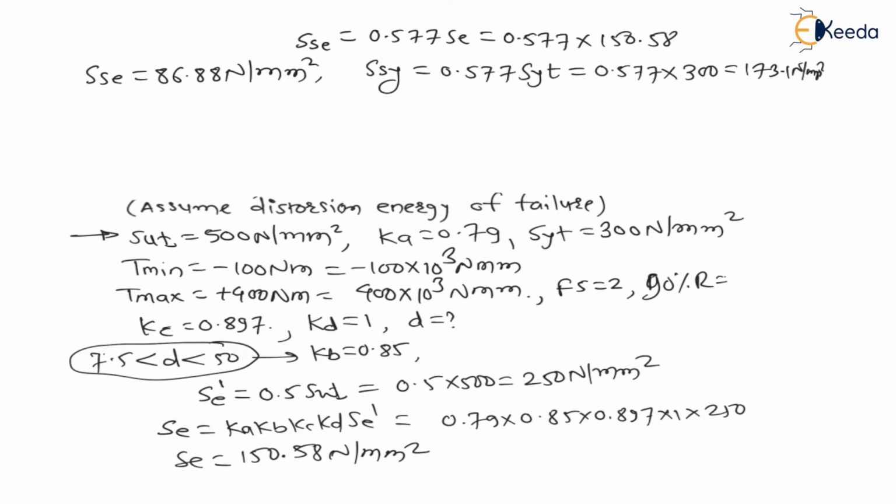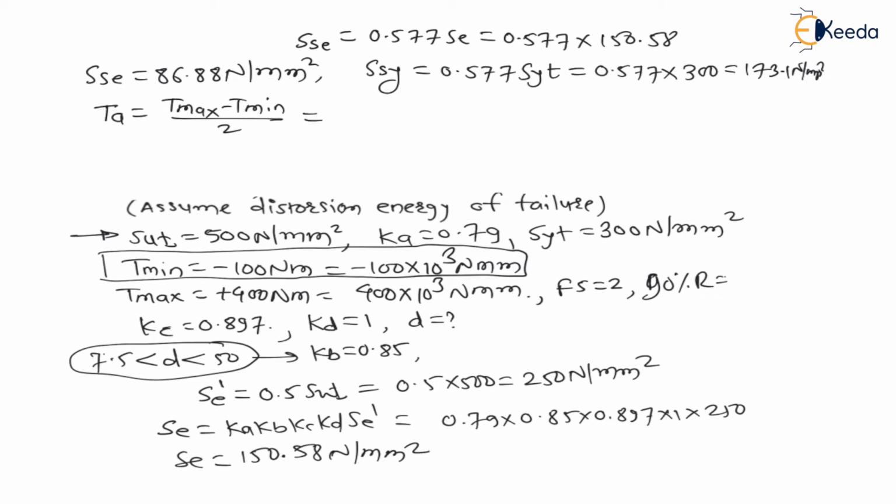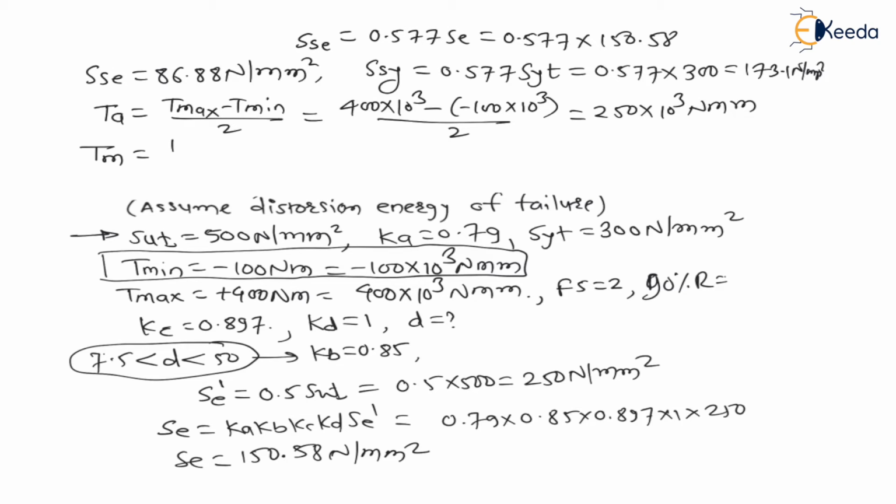Now here the minimum and maximum torque values are given. Therefore, we can find amplitude of torque, which is nothing but maximum torque minus minimum torque divided by 2. Put the values: maximum torque is 400 into 10 to the power 3 minus minimum torque, minus 100 into 10 to the power 3, divided by 2, which is nothing but 250 into 10 to the power 3 Newton mm. And again, the mean torque is maximum torque plus minimum torque divided by 2.